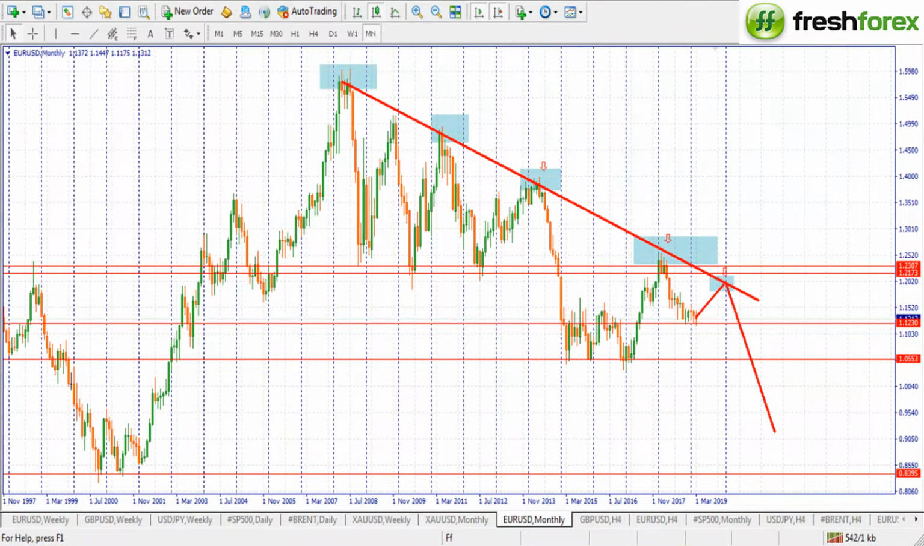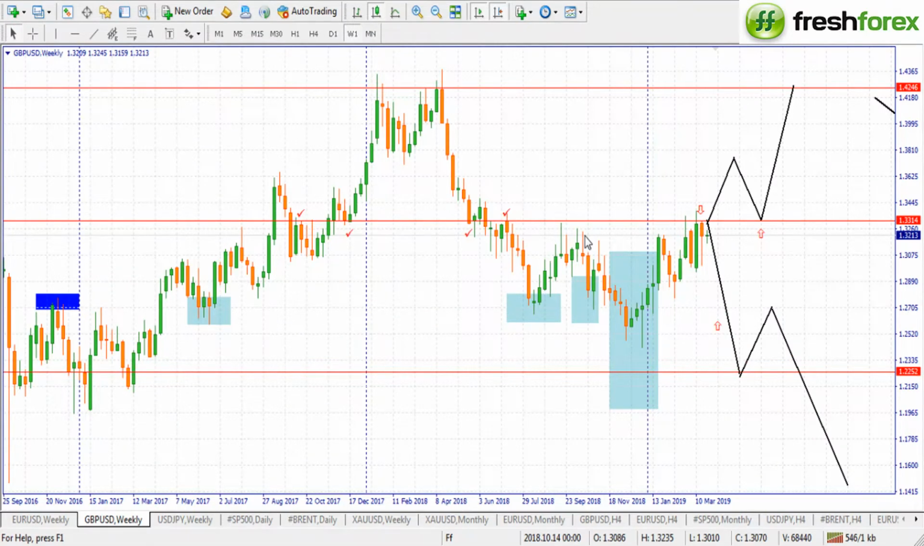So we're going to move to the next chart, and that should be GBPUSD. GBPUSD is here. Just a second. I have it loaded already.